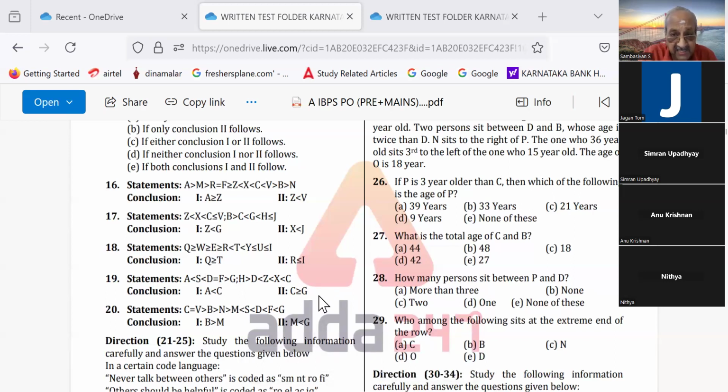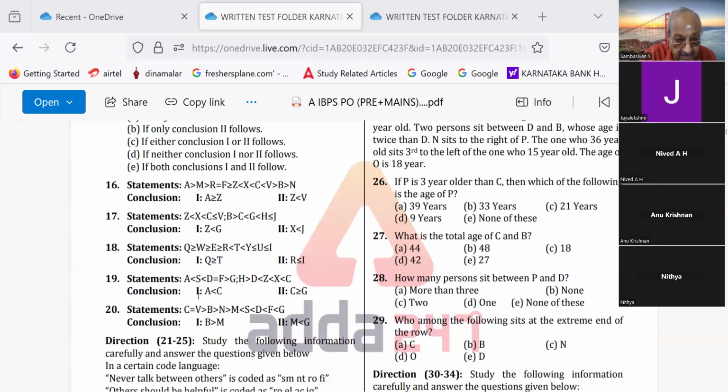Can any other explanation? Somebody else can give it. Please tell. Jayalakshmi. C is greater than or equal to G. Why is it false? Come on, try to speak in English. C is greater than G. Achha. Sir, nothing is mentioned regarding C being greater than anybody, so it is false. We are not able to compare it.